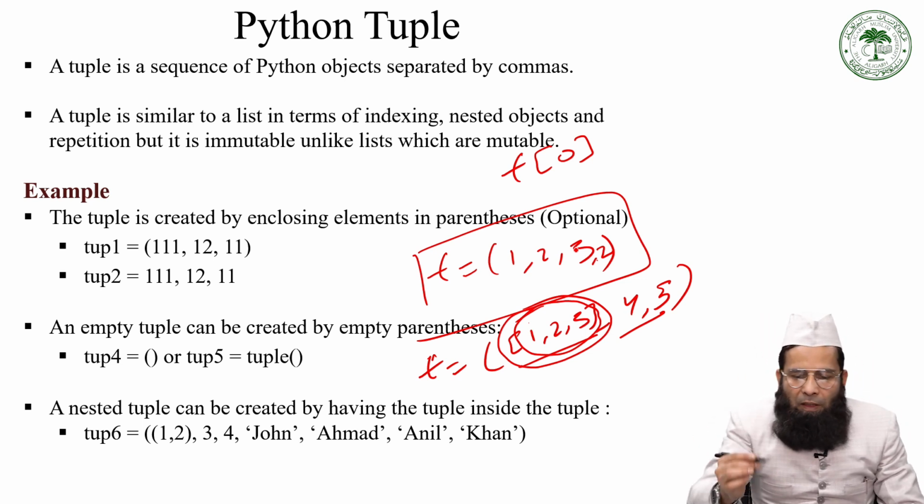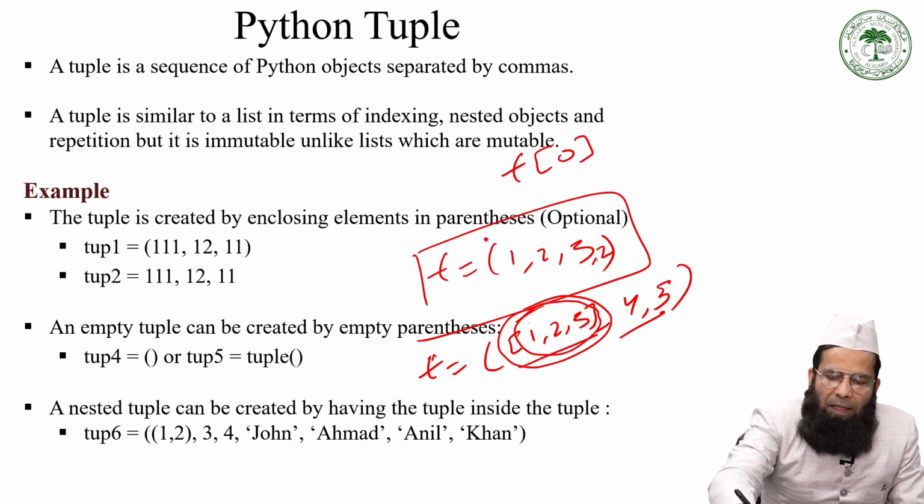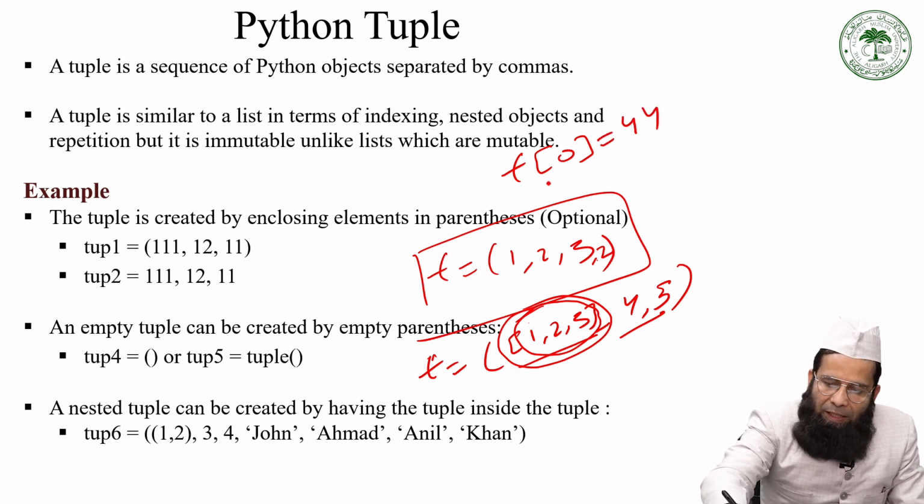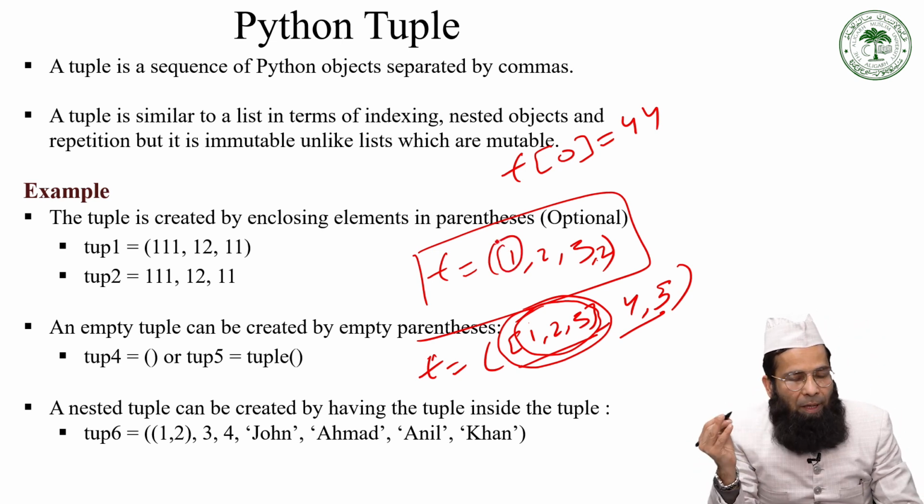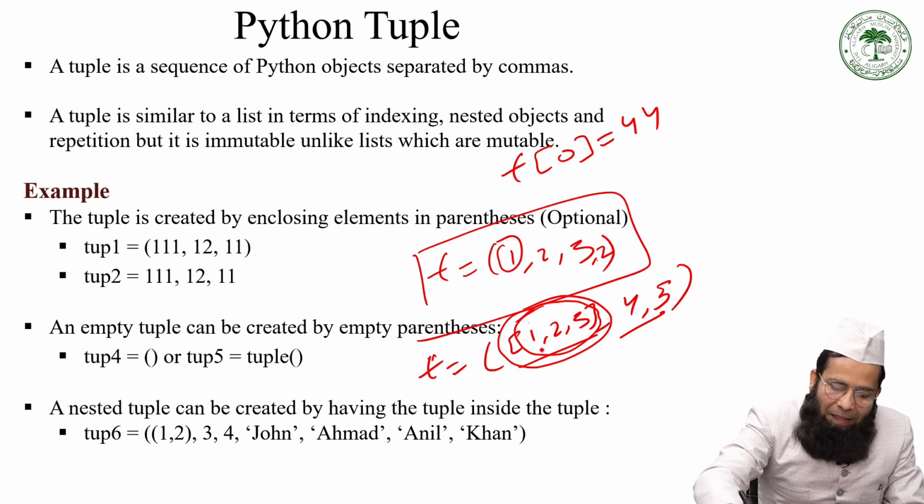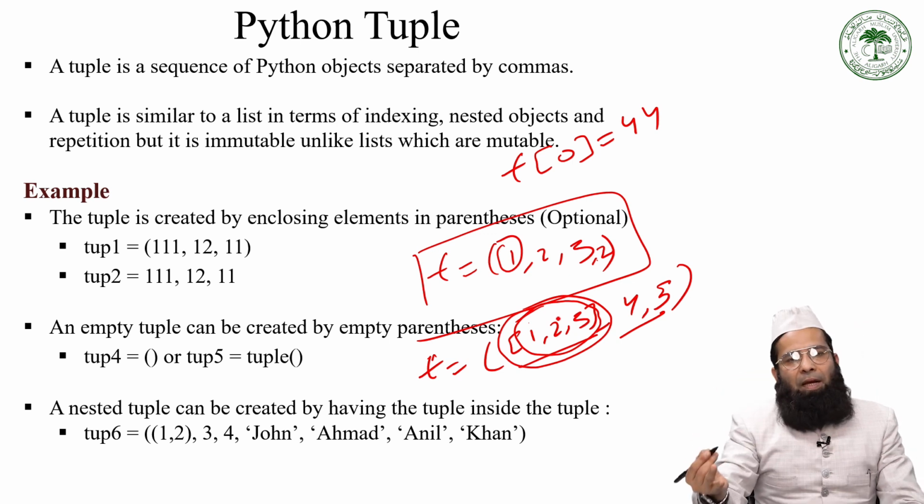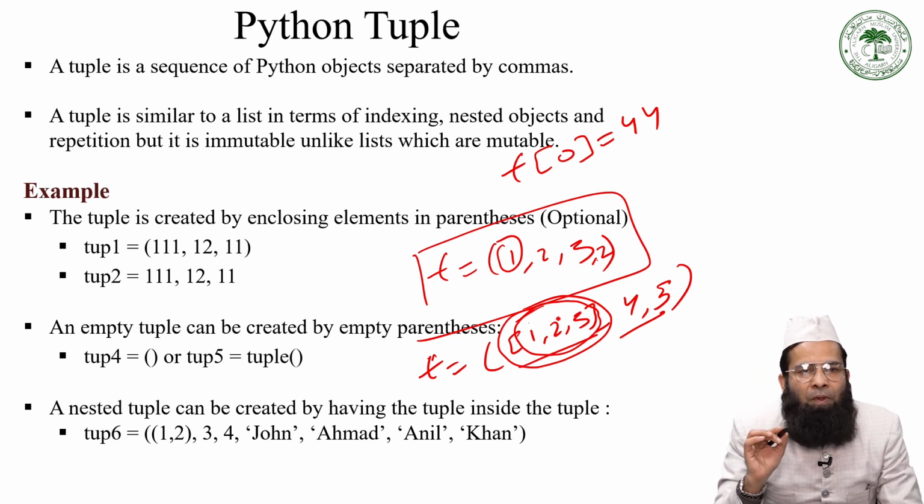So, you cannot update, I cannot write T0 is equal to 44. I cannot update this individual element. But if it has a list as a member, then we can update. So, that is the point here.